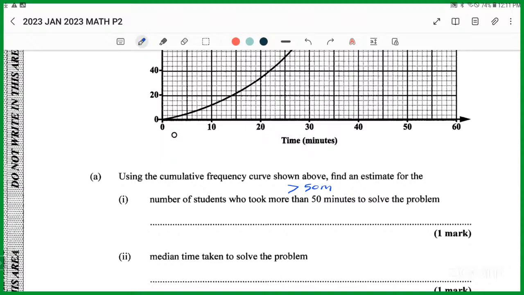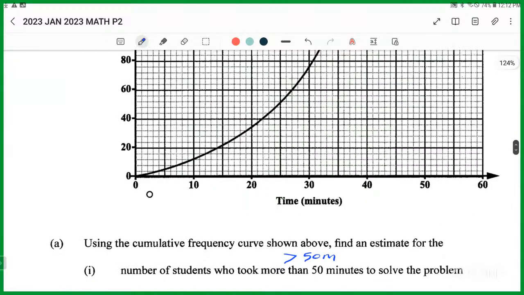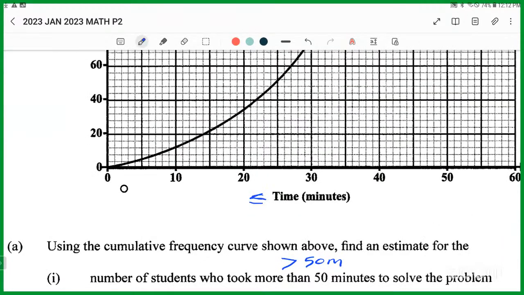So all you have to do is find 50 on the x-axis here, so when you read it up on the graph, it is telling you how many took less than or equal to 50. The rest of them took more. So I'm going to mark that this is a less than or equal to graph right away. This is a less than or equal to time graph. That's what it's telling me. How many took less than or equal to 50, and then the rest took more.